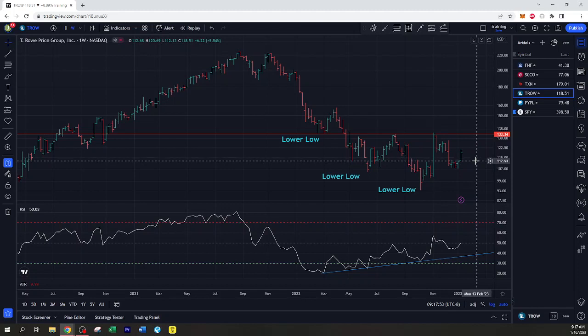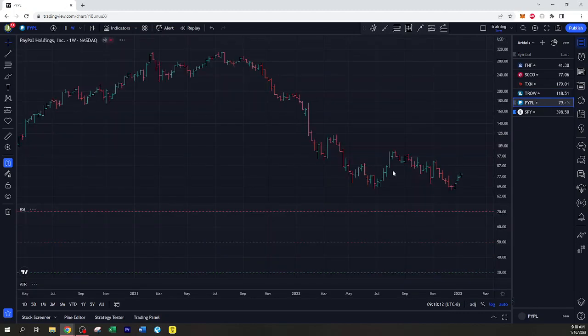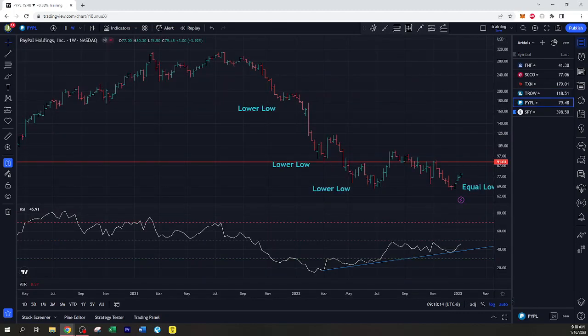T. Rowe is a low debt, high return on equity company that pays a huge dividend and is committed to growing that cash flow to its shareholders. If you're looking for some price appreciation to go with that dividend, T. Rowe looks primed for a stage 2 breakout if price can break above the $133.34 pivot. Next up, we're going to take a look at PayPal.